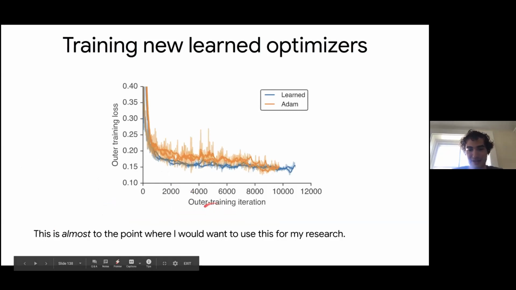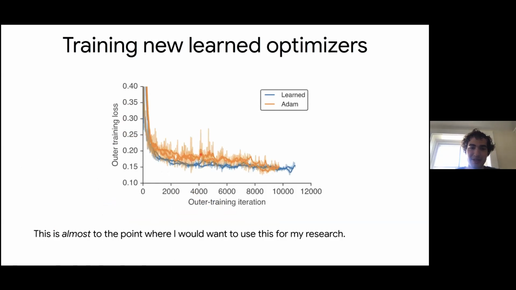X-axis is outer training iteration, y-axis is outer loss, and I'm comparing two things. In orange, it's what we use to actually train these things. So this is like Adam with a tuned learning rate. Whereas in blue, we show the learned optimizer. And we see it actually performs a little bit better, or about the same as my best tuning strategy was to actually train this thing.